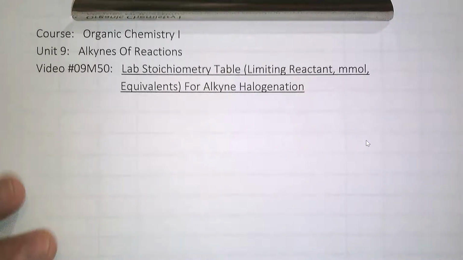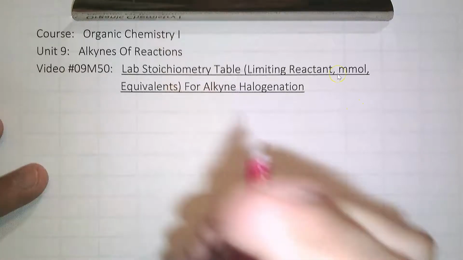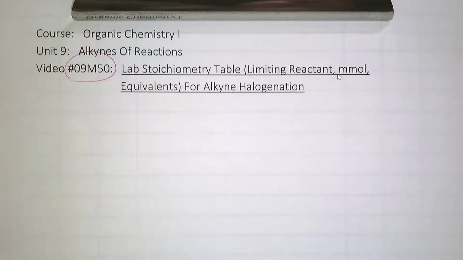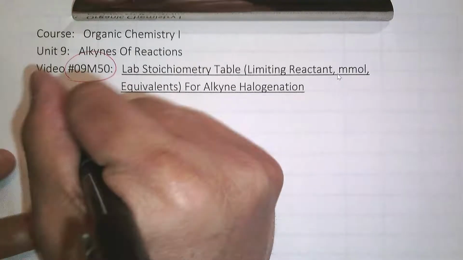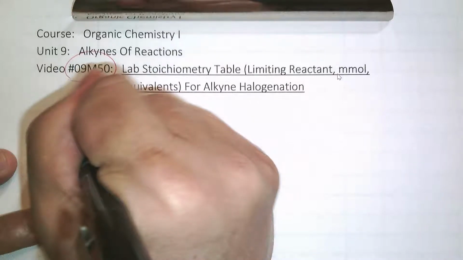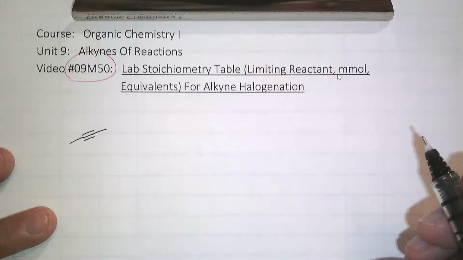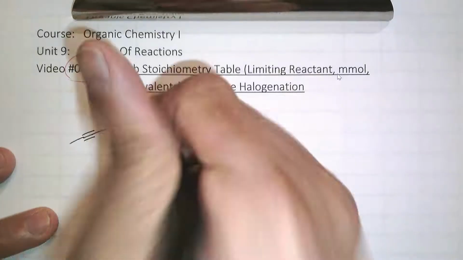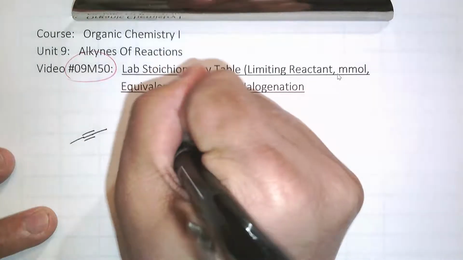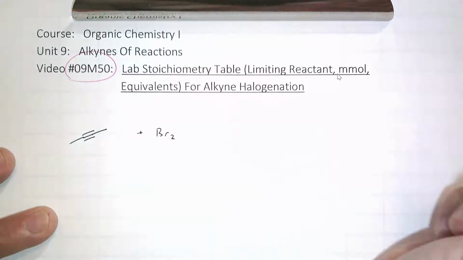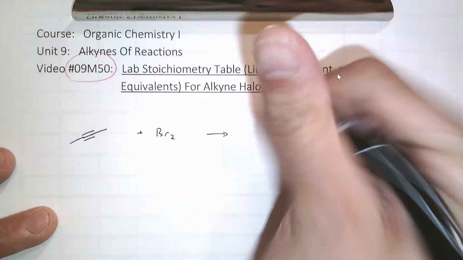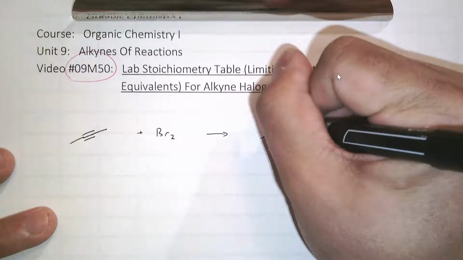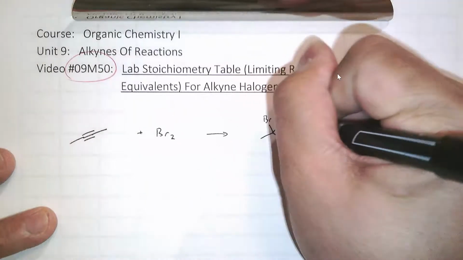The reaction that we're going to be looking at is the alkyne halogenation. And you may or may not have gotten to this in class just yet, but you should be familiar with this because it uses the pi bond. An alkyne has two pi bonds, and we are going to add Br2 and create butane with 4 bromines.